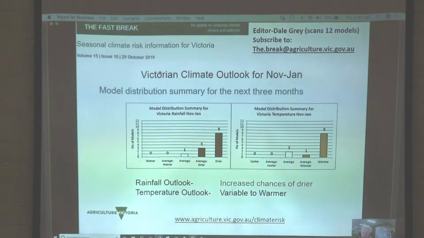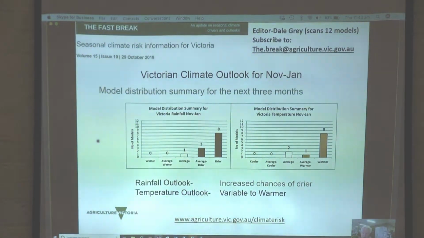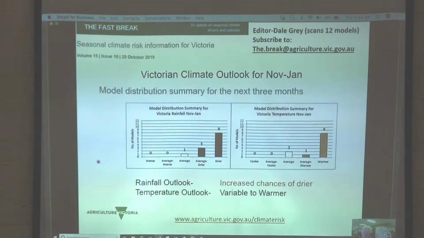Dale Gray puts this together with Agriculture Victoria, called the Break newsletter, and you can subscribe. It turns up monthly. Basically, he looks at the Bureau's forecast model for the next 3 months, but he also looks at 11 others: the UK model, the European model, the US model, NASA, and the Japanese and the Chinese. They've all got models for where they think it'll rain across the planet in the next few months and where it won't. So he does that, it's like a footy tipping sheet, and this is his current one, just put out a week or so ago.